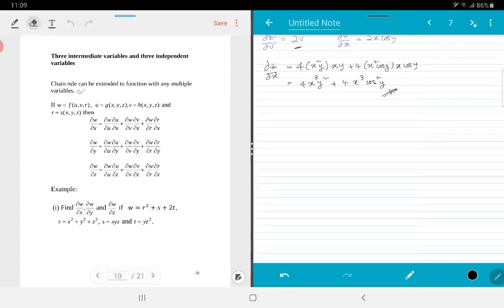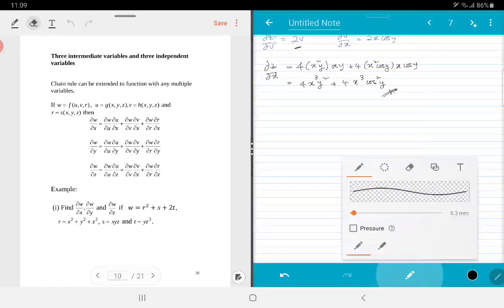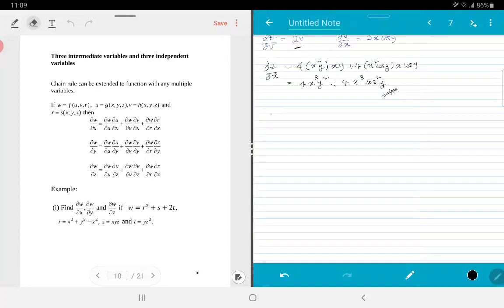Okay, here I'm going to show you another case where we have three intermediate variables and three independent variables. I'm not going to go through the formula here. I'm just going to go straight to the example. Okay, in the example, we're given a function w equals r squared plus s plus 2t. So here we have w is a function of three variables, which are r, s, and t.